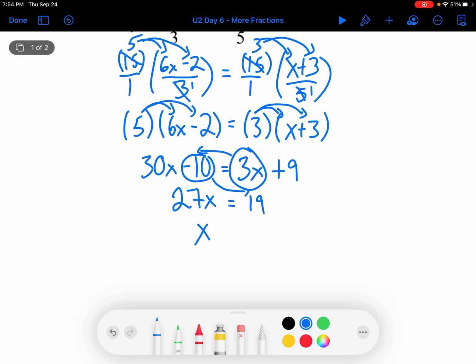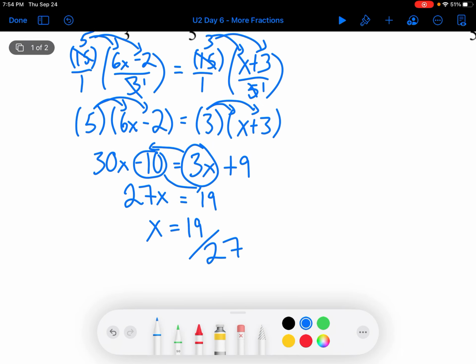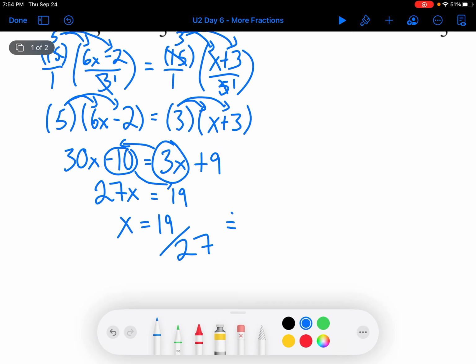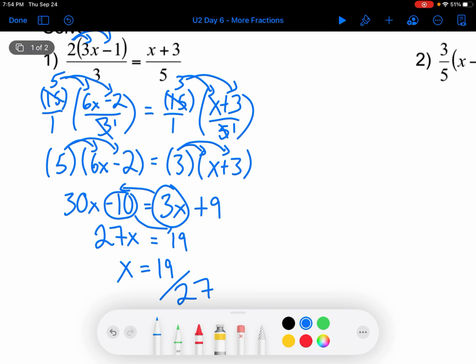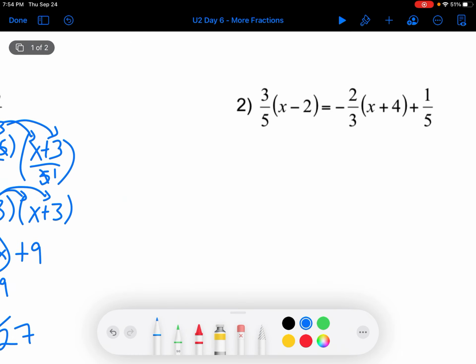Now all I have to do is divide by that 27. So 19 divided by 27. Now that's actually more accurate than if you were to put 0.0703, I believe it is. If you keep doing that, because this just repeats itself, we don't want to have to keep writing a repeating decimal. So we would actually just leave it as the fraction. It's more accurate. Let's move on to the next question.